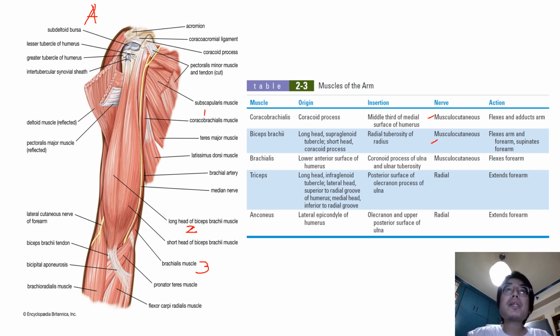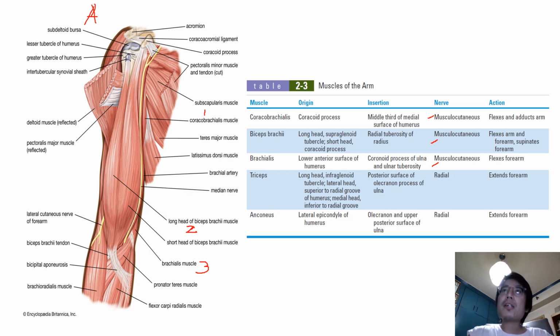Number three, muscle of interest in the arm is the brachialis. The brachialis is seen here. It is partially occluded by the biceps brachii. The brachialis has its origin from the lower anterior surface of the humerus, and it inserts into the coronoid process of the ulna and the ulnar tuberosity. Just like the first two muscles discussed, the brachialis is innervated by the musculocutaneous nerve.